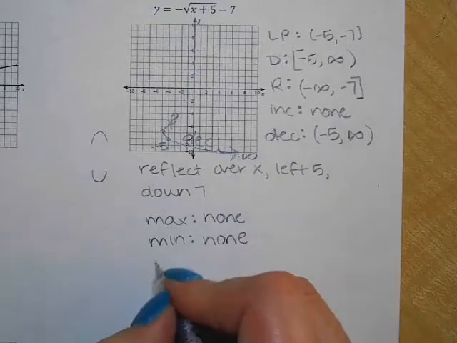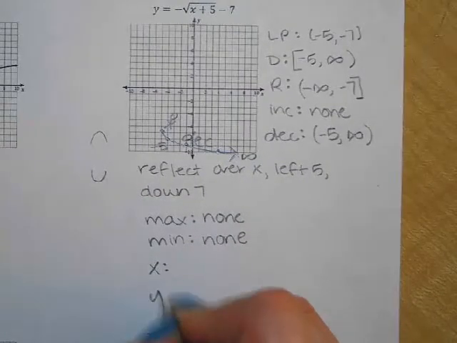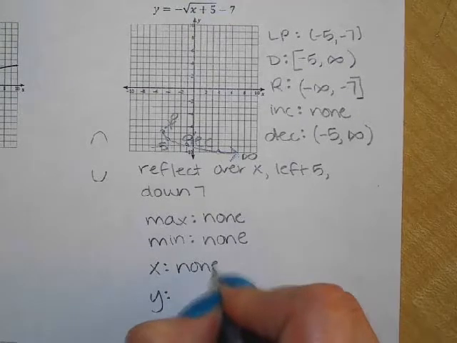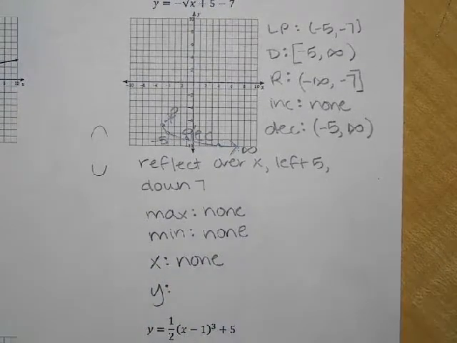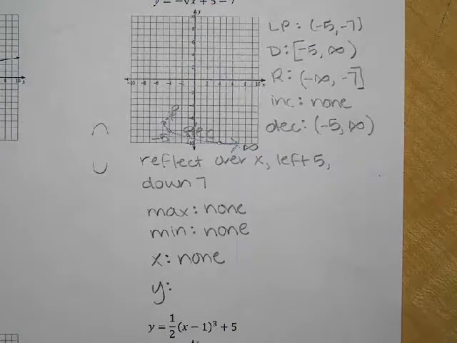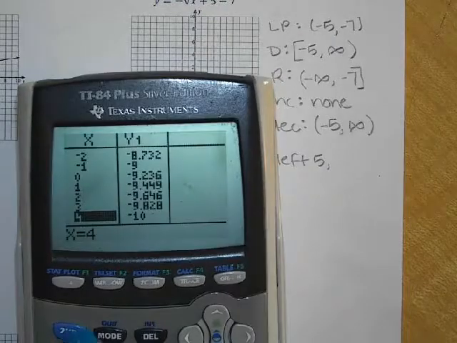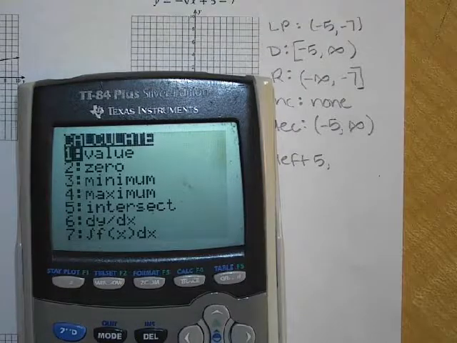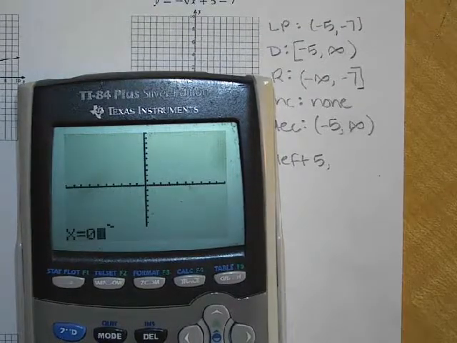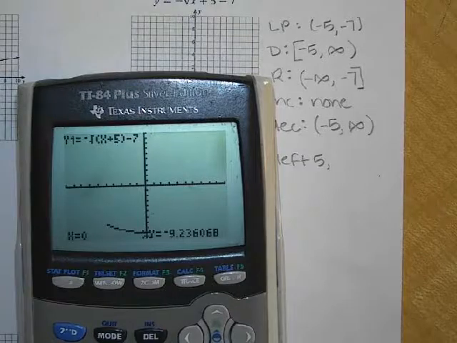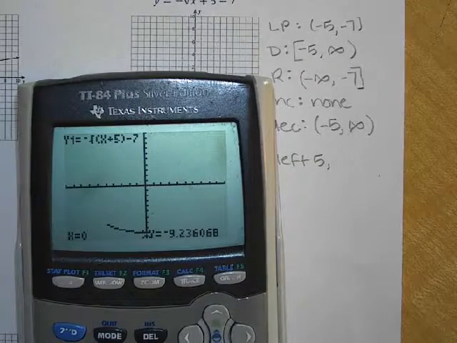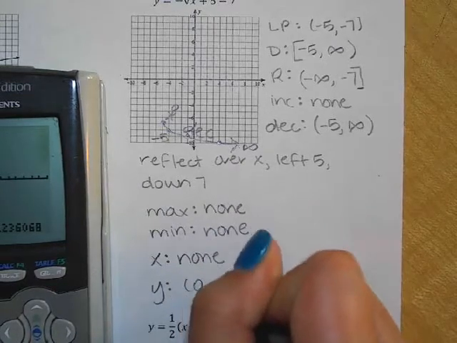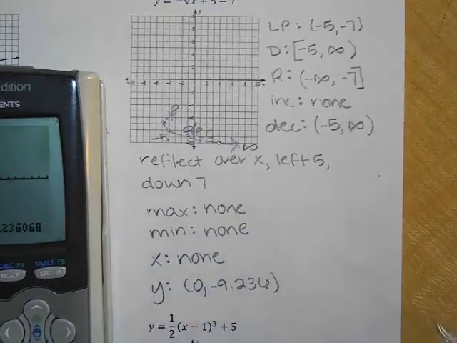X and Y intercepts. What do we see about the X intercept? There are none. It never crosses the x-axis. Okay. What do we do to find the y-intercept? Okay, so in my calculator, I do second trace, option number 1, plug in 0, and my y-intercept is negative 9.236. Okay.